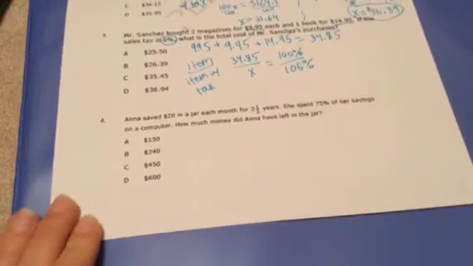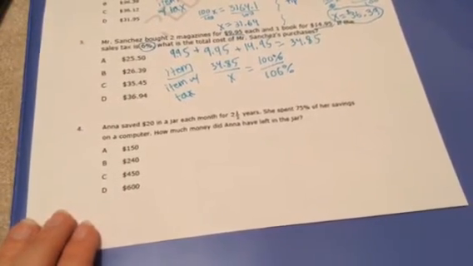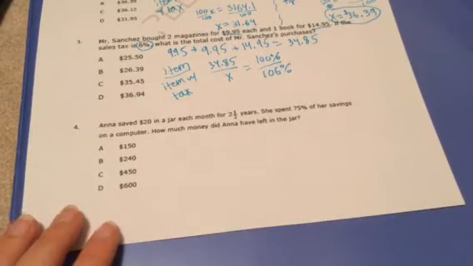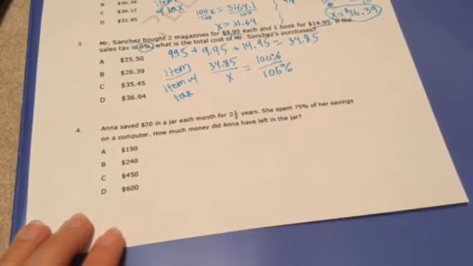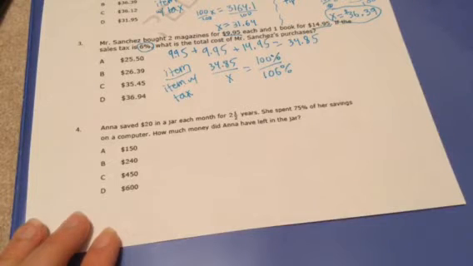All right, last one is number 4. This one is going to be a little bit trickier, so we're just going to walk through this one all together. So if Anna saved $20 in her jar each month for 2.5 years, we want to know how much she would spend if she spent 75% of that on the computer, and then how much she would have left over. So first thing we need to do is find out how much money she even has.